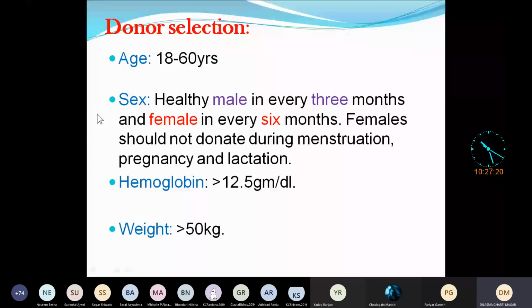So male can donate every 3 months, and the female every 6 months. And females should not donate the blood during menstruation, pregnancy, and lactation. And hemoglobin has to be more than 12.5 gram per deciliter and weight more than 50 kg.